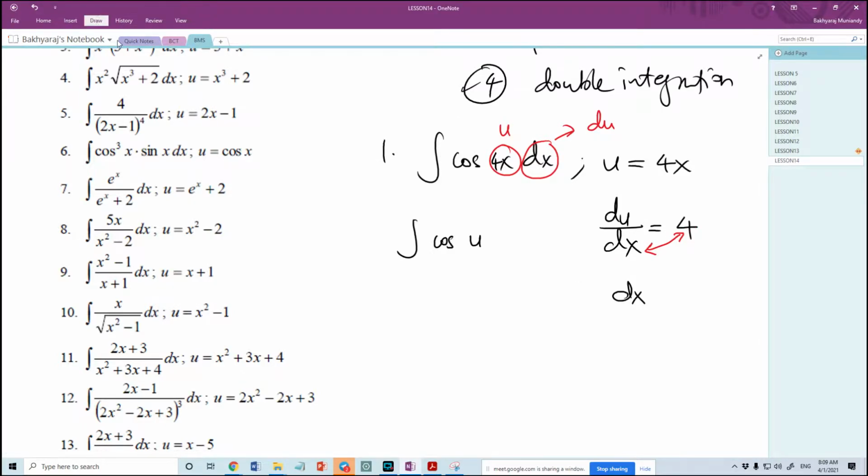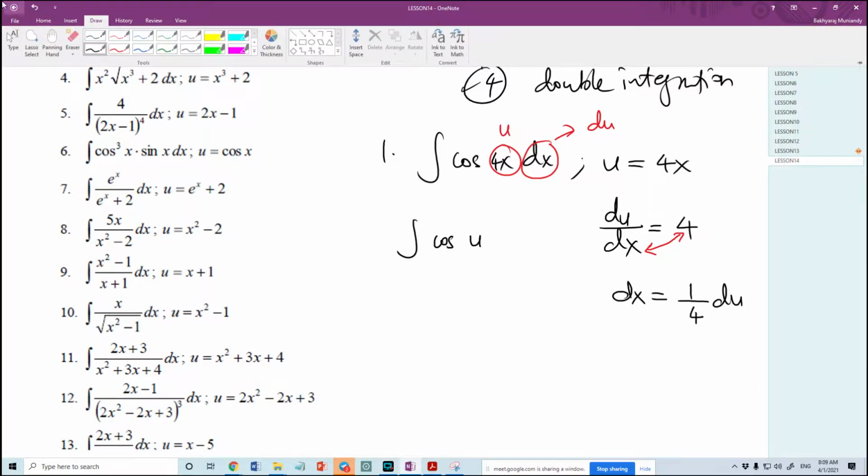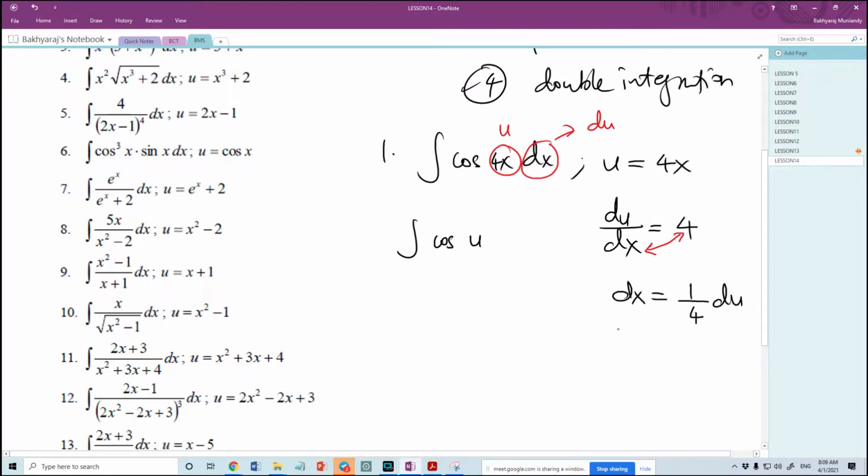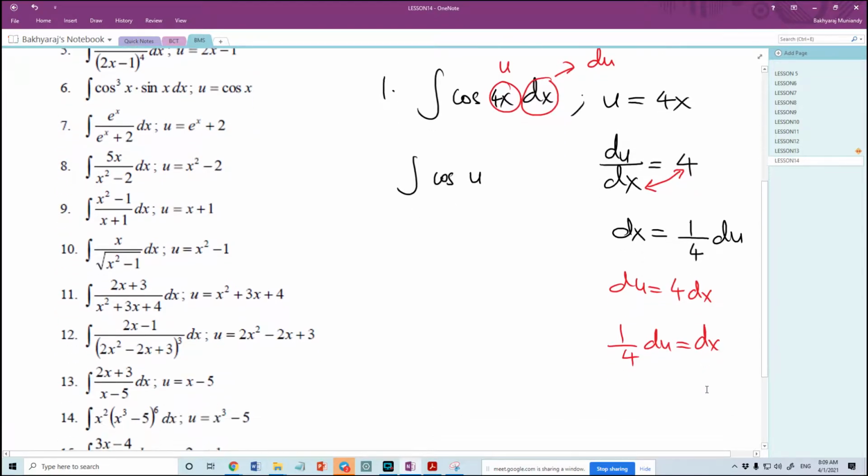So I get dx equals 1 over 4 du. The normal step is du equals 4 dx, and dx becomes 1 over 4 du. What I want is dx, so I just change it in terms of dx. So dx equals 1 over 4 du.